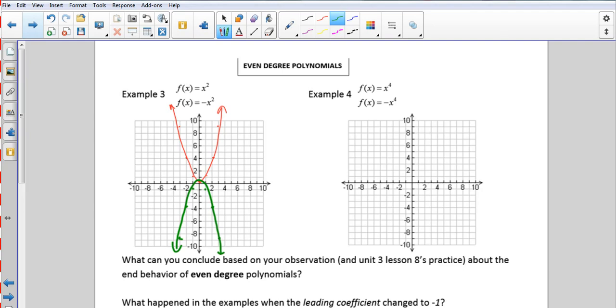X to the fourth is going to be very similar. It's just going to, once again, go a little bit faster. It's going to be a little skinnier.